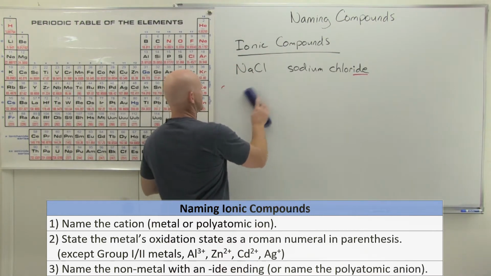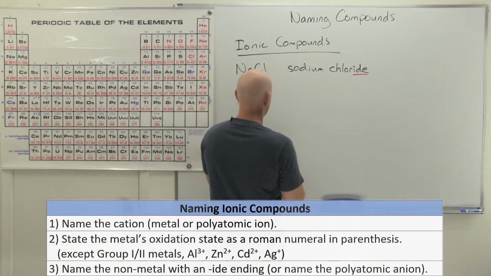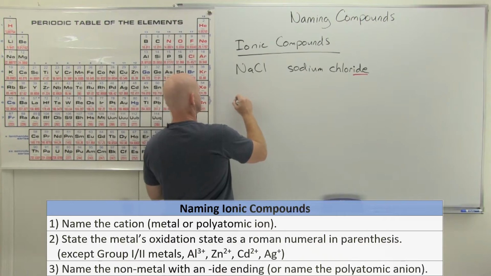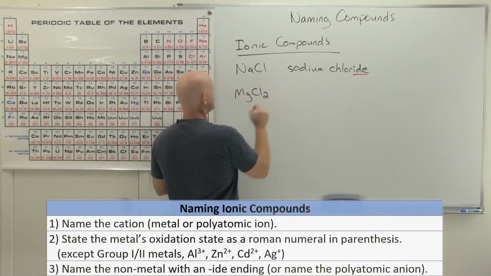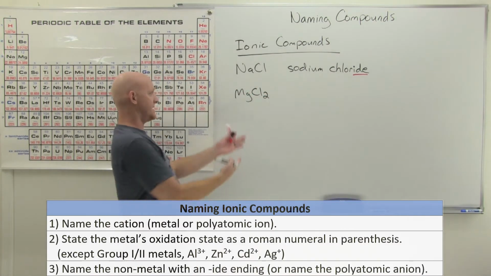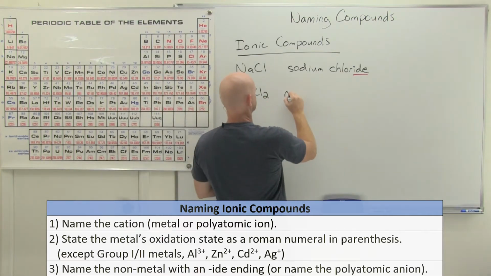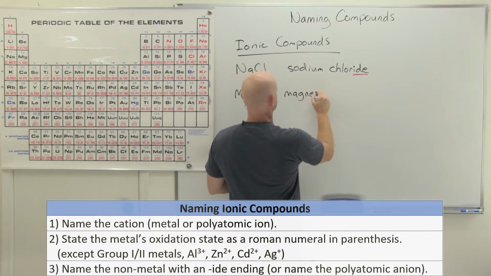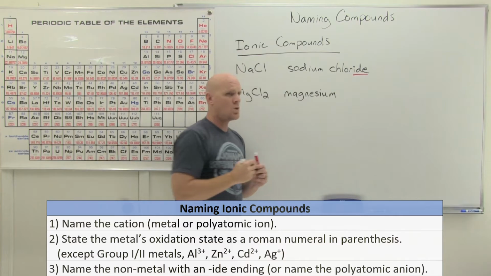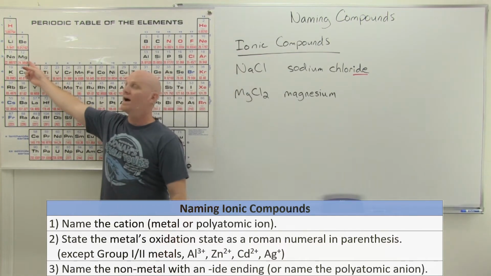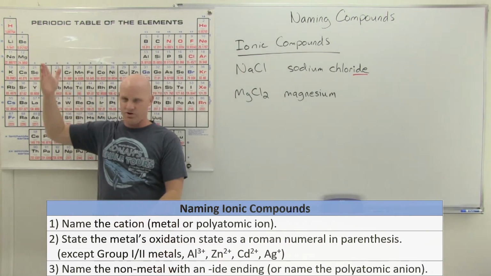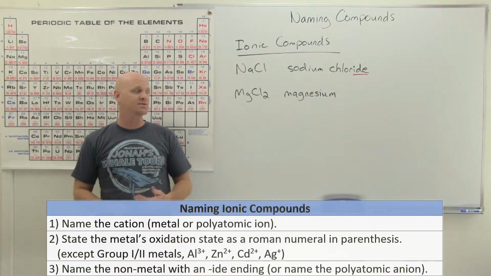All right, so let's go to the next example on your study guide there. We'll look at MgCl2. Rule number 1, name the cation, magnesium. Great. Cool, magnesium being in group 2 has to have a +2 charge. No ifs, ands, or buts. Has to have a +2 charge.